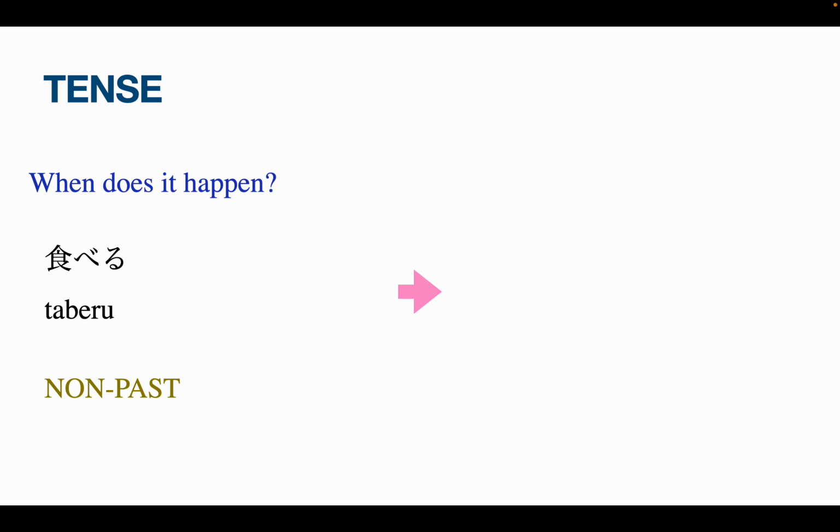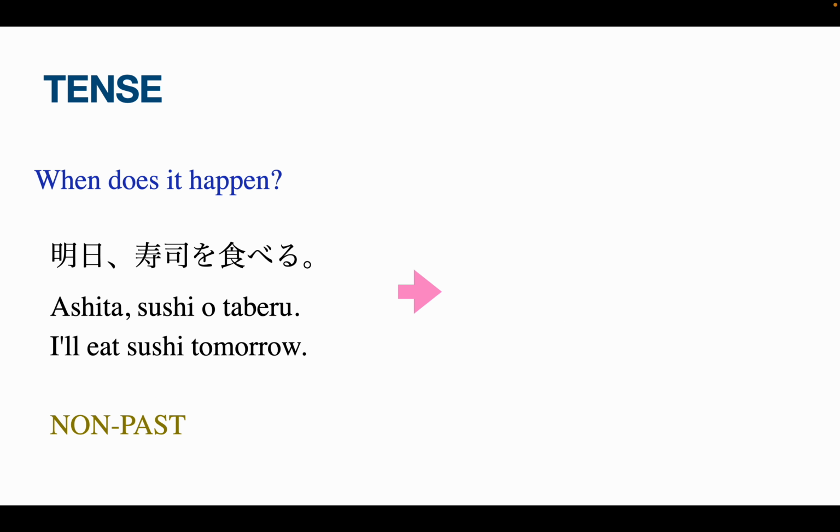This one may be more familiar. The basic question is, when does it happen? In Japanese, an important basic distinction is between past and non-past. For example, 食べる and 食べた. 食べた is past and 食べる is non-past. But why do we call 食べる non-past instead of simply present?